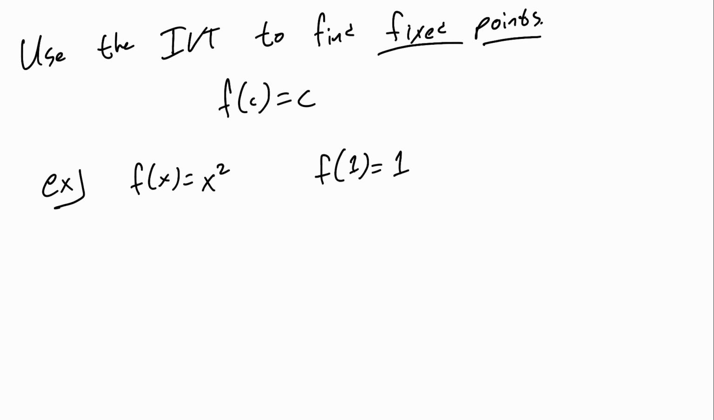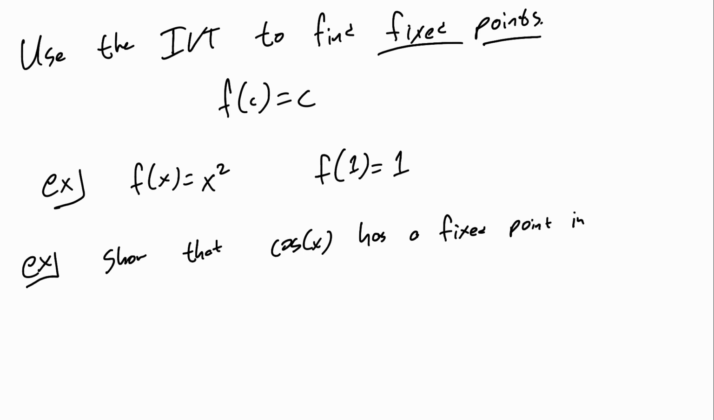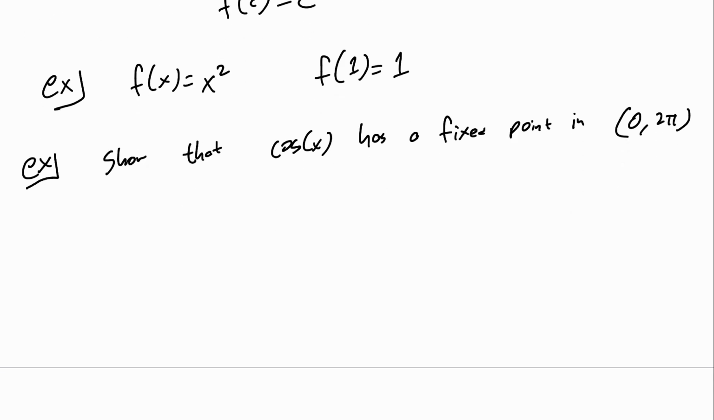Okay, but how can we use the IVT to find fixed points? Let's take a look at an example. Let's show that the function cosine of x has a fixed point in the interval from 0 to 2 pi. Typically, to show fixed points, that means we're looking for a place where cosine of x equals x.